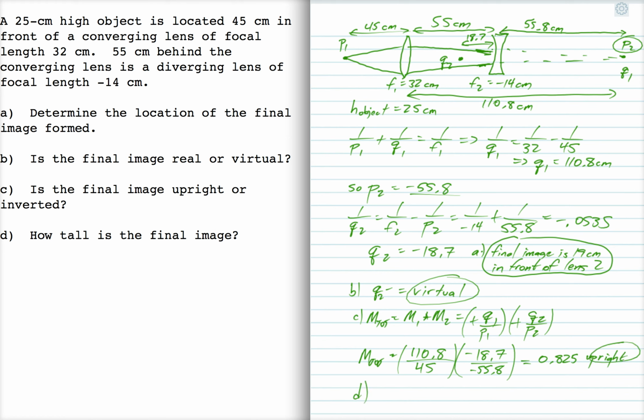Now finally, part D, it asks how tall is the final image. Well, the height of the image is 0.825 times the height of the object, which is 25 centimeters. So 0.825 times 25 is, that rounds off to 21 centimeters high.